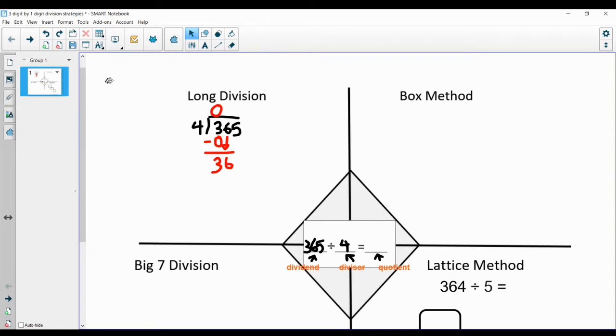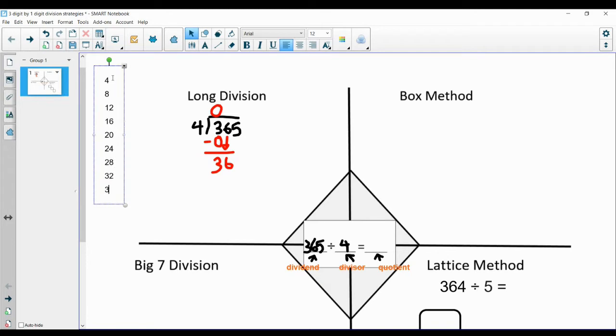I can use skip counting to help me determine this, or if you know your multiplication facts, then you can just do it in your head. 4, 8, 12, 16, 20, 24, 28, 32, 36. So 4 can go into 36 1, 2, 3, 4, 5, 6, 7, 8, 9 times. I'm going to put 9 above my 6 for my tens place value. And now I think 4 times 9 is equal to 36.